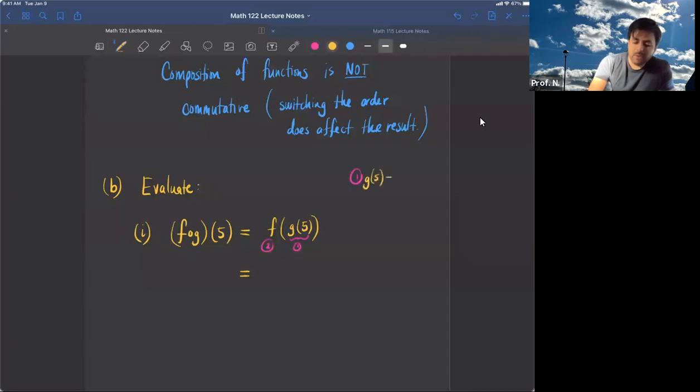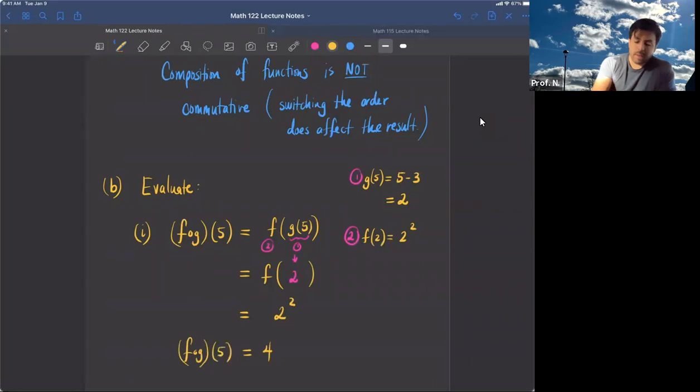Well, what is g? g is x minus 3. So g of 5 is 2. So I still have this f on the outside, but on the inside, I'm going to evaluate it. g of 5 equals 2. And now that 2, which is the output of g, becomes the input of f. Now I have to apply f. So f of 2 is going to be what? 2 squared, correct? And the result is 4. So f follows g of 5 is 4.